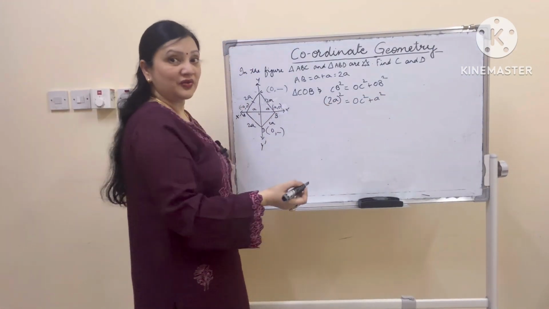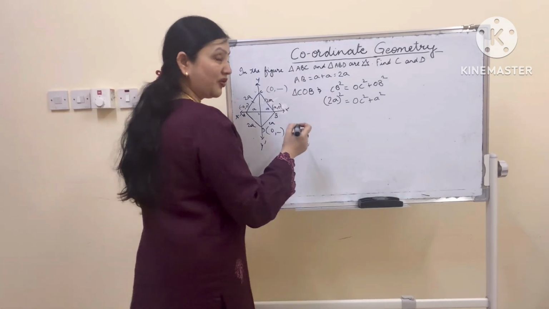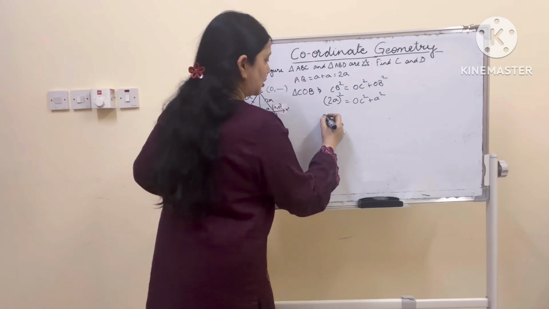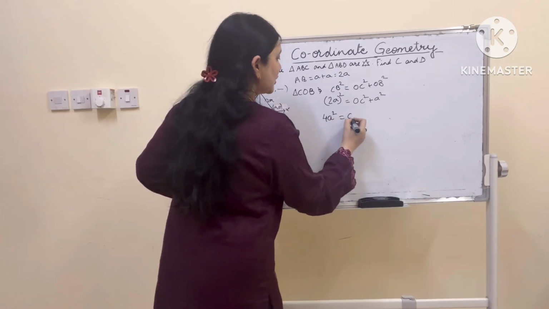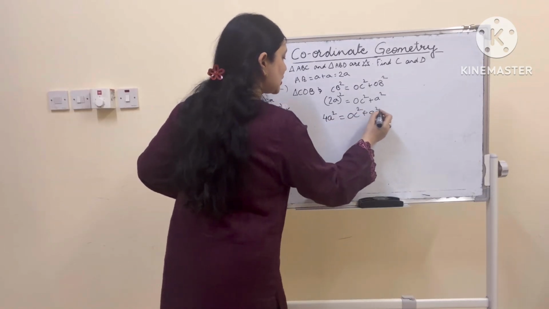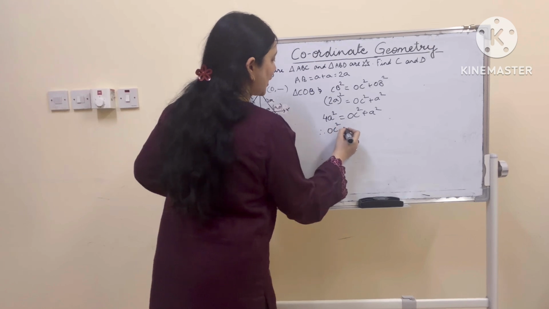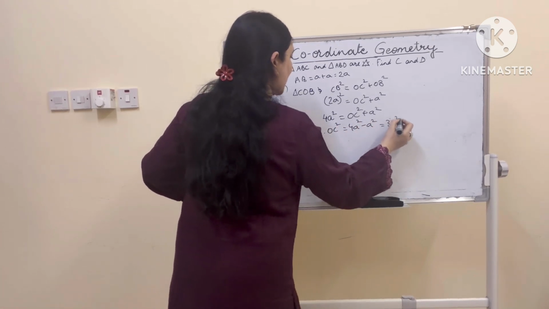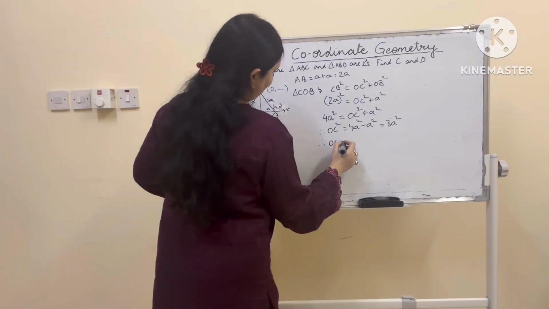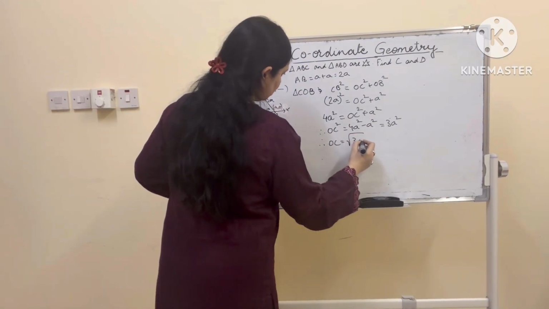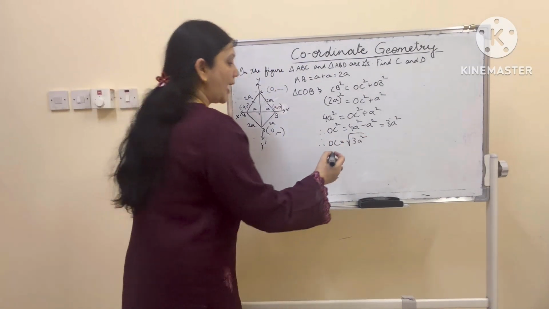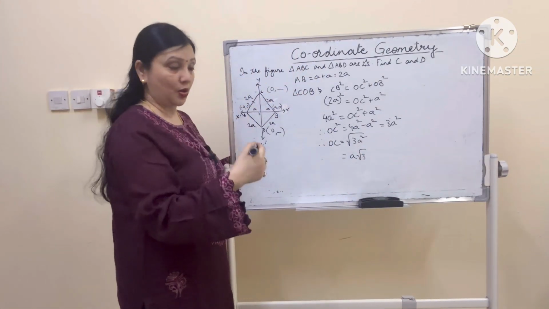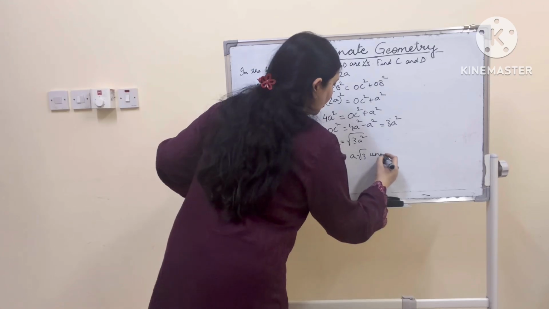Now what will be the answer of (2A) square? Will it be 2A square or will it be 4A square? 4A square, because 2 also has to be squared. So 4A square is equal to OC square plus A square. Therefore, OC square will be 4A square minus A square, which is 3A square. Therefore, OC will be under root 3A square, and we will write it as A root 3, because A square we will take it out. So, OC will be A root 3 units.